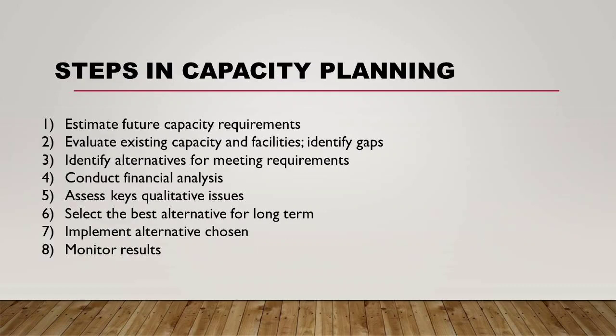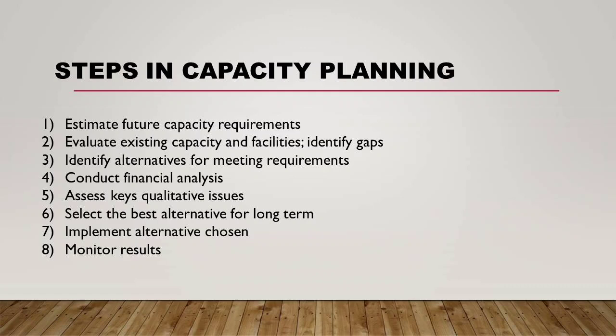Next are the steps in capacity planning. These 8 steps are more on common sense in planning capacity. First is to estimate the future capacity requirements, like you'll be needing 5,000 more cookies next week. Second, you evaluate the existing capacity and facilities. When you evaluate, you see that you can only add a capacity of 4,000 cookies.